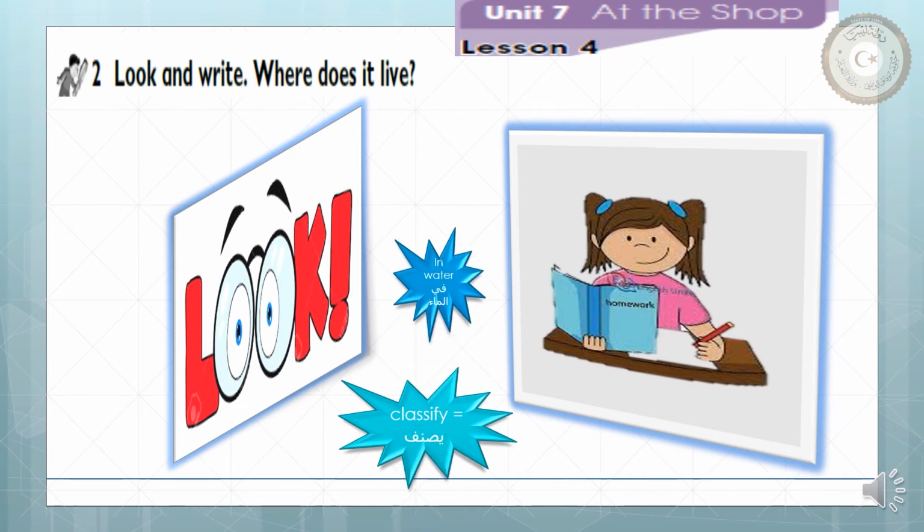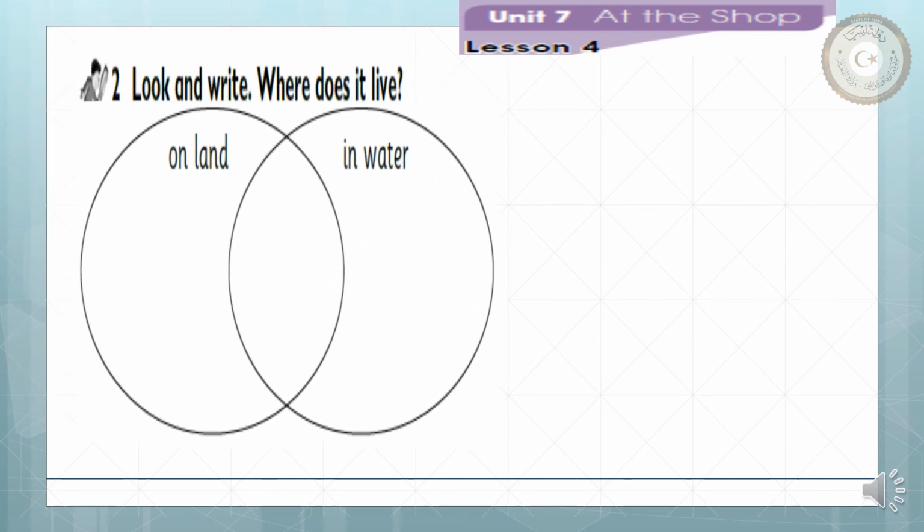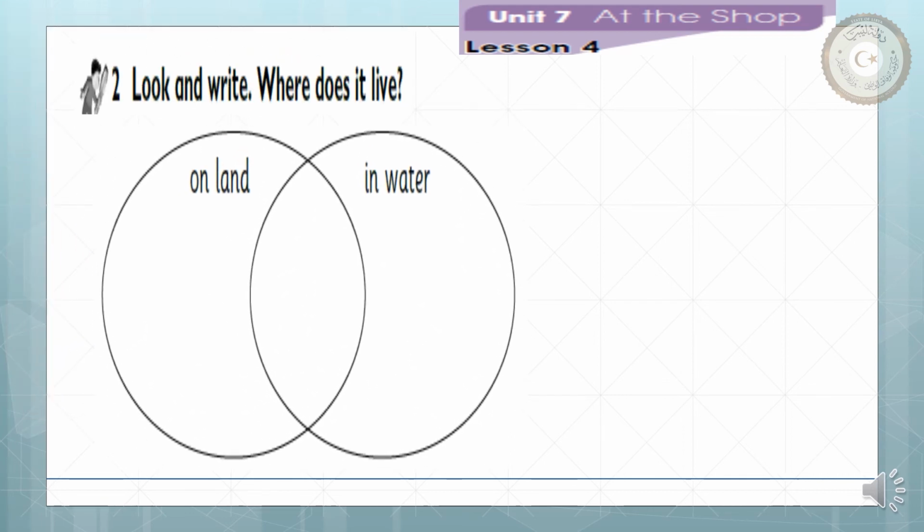Some animals live in the water, like fish. Others, let us start our activity to classify the animals according to the place where they live.